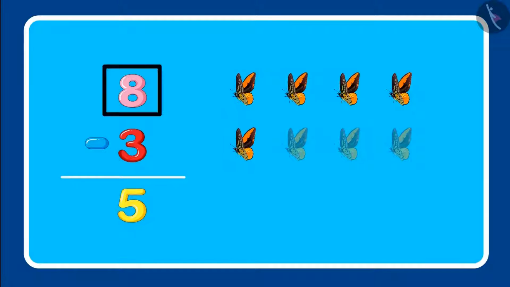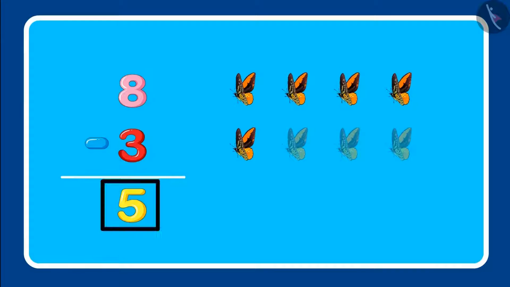So children, from 8 butterflies, 3 butterflies flew away. So 5 butterflies were left. You have understood, right? Come on. Now let's go back to Pinky and her mother in the garden.